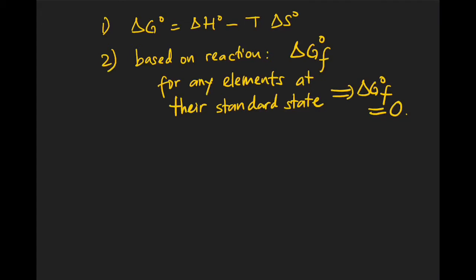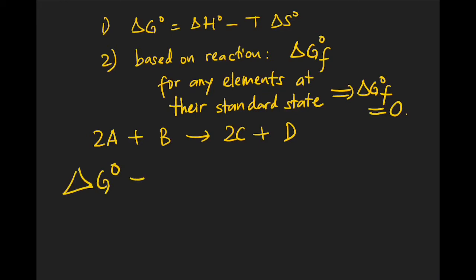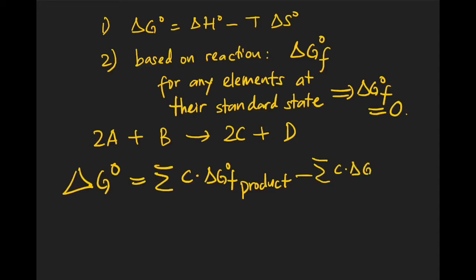So say we have a reaction again of 2A plus B forming C plus D. We can calculate the delta G of the reaction from the sum of the coefficient multiplied by the delta GF of the products, minus the delta GF of the reactants. Don't forget to also use the stoichiometric ratio.